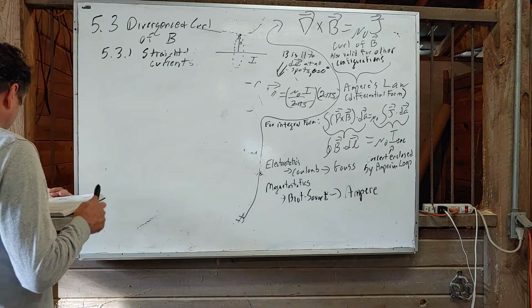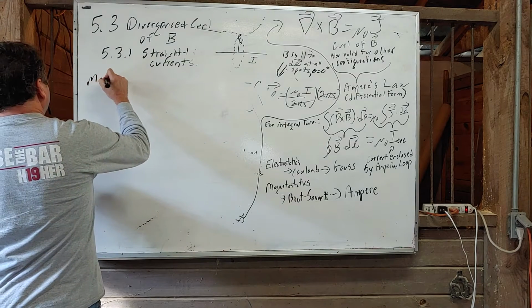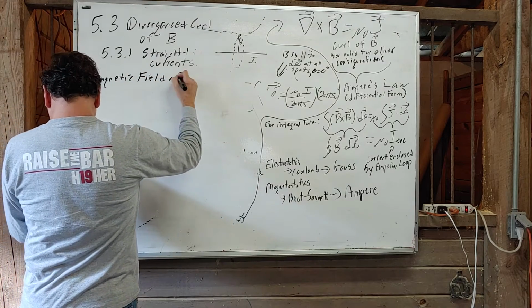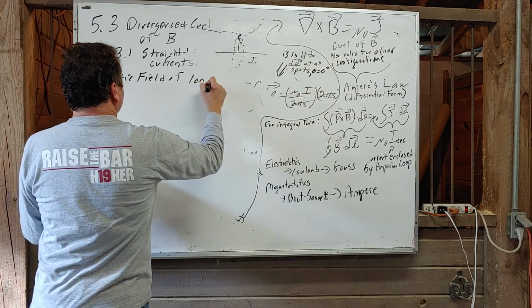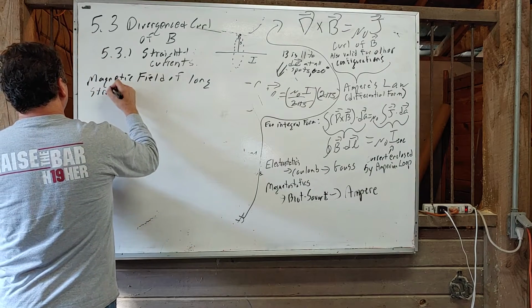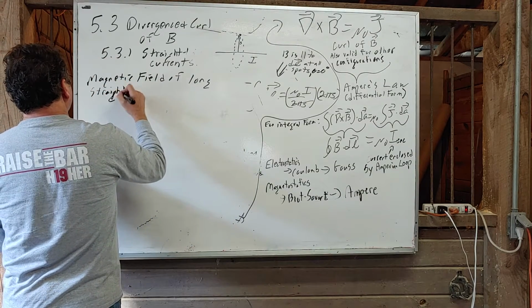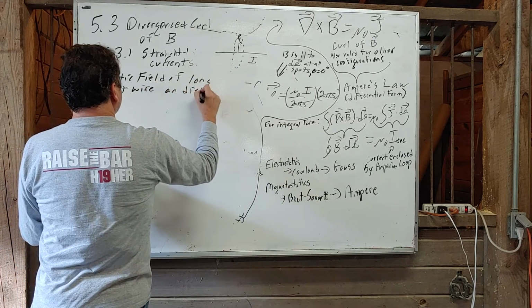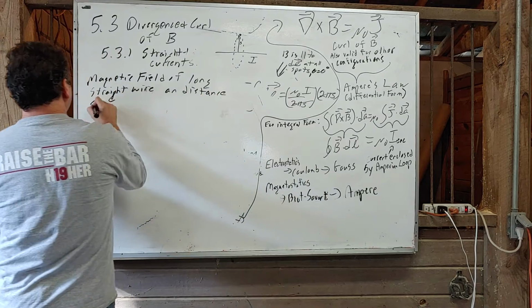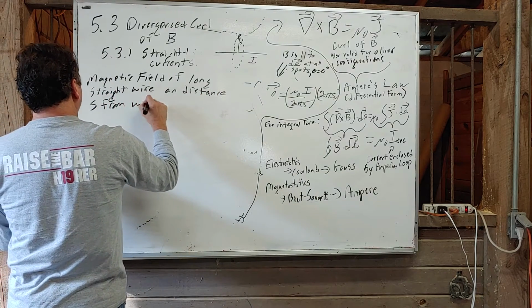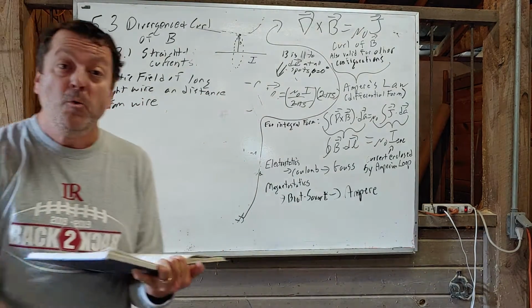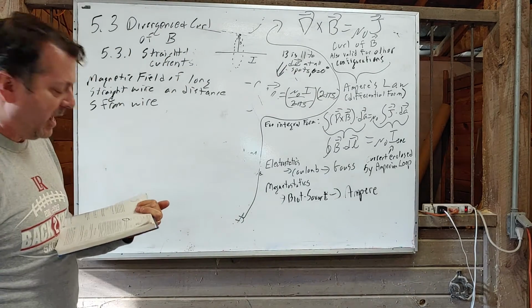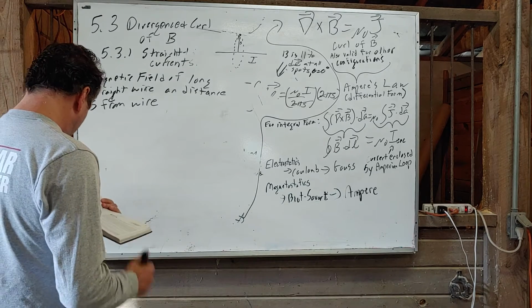All right, so let's do that magnetic field of a long, straight wire, a distance s from the wire. Now we know the answer. I know we know the answer. This is just showing how easy it is. And then we'll start here in class on Monday doing the next one.